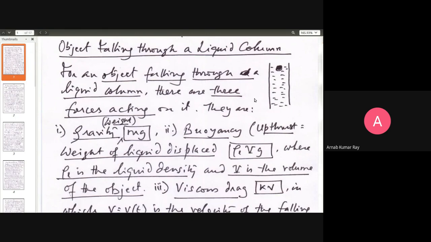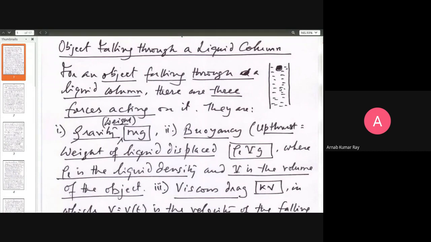First of all, as soon as you release an object in a liquid, it will start going down. What makes it go down? There has to be a force acting on it to make it go down. It wasn't going down earlier. So the force is gravity, which you loosely call weight. That is m into g, mass into acceleration due to gravity. That is the force with which this object is going down. The second is that there is a resistance to this downward motion. What is causing that resistance? There are 2 sources of resistance to this downward motion.